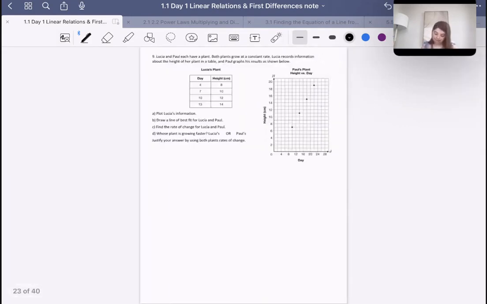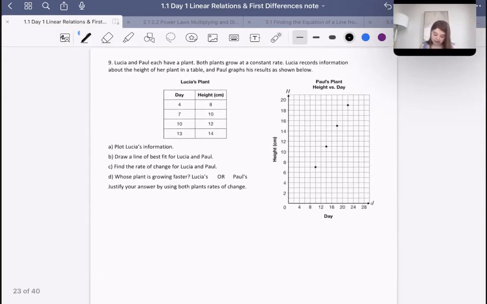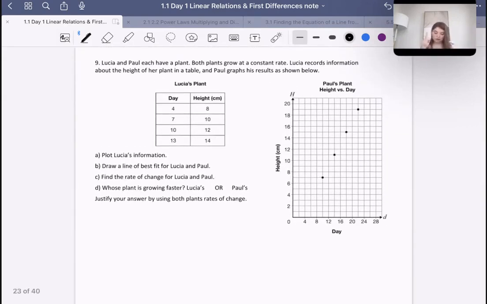Okay. Let's see, I think there's just one more. I know it's getting kind of long, but that's okay. Let's just do one more, and then I promise this will be it for today.